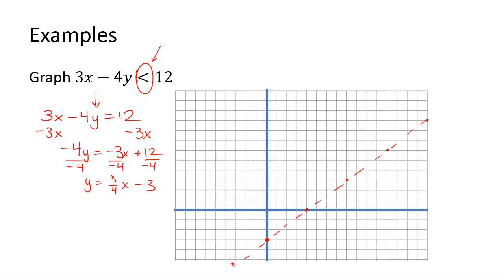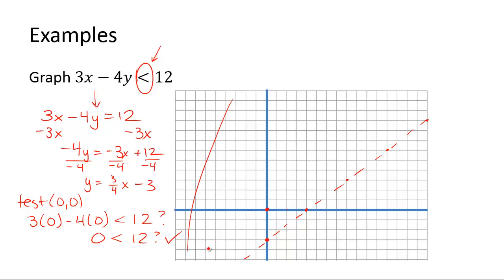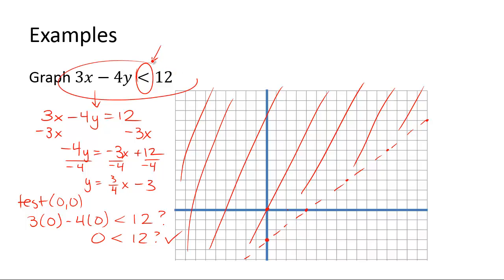So now let's test a point. A nice point to test is usually (0, 0), unless, of course, the line goes through it, then you can't use that point. So let's test (0, 0). That'll be 3 times 0 minus 4 times 0. Is that less than 12 is the question. Well, is 0 less than 12? Yes, it is. So that implies that everything else on this side of the line will work. Nothing on this side will work, so don't shade any of that. And here you've basically represented all the points that make that graph work.